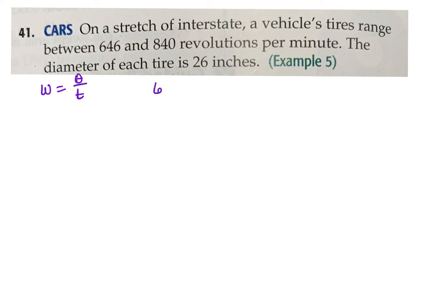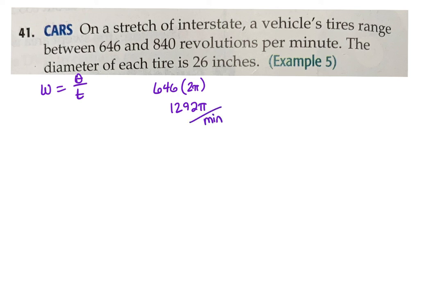So 646 revolutions would be that times 2 pi, right? Makes sense? And so if you multiply that out, you get 1292 pi, which I think is what it left it as. It was already per minute, and in this one it says radians per minute. So 1292 pi per minute.